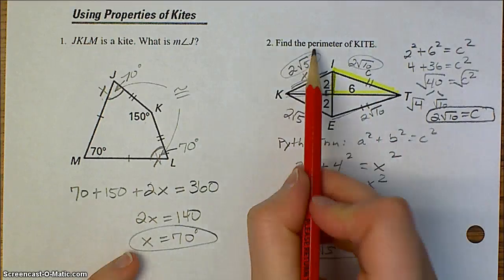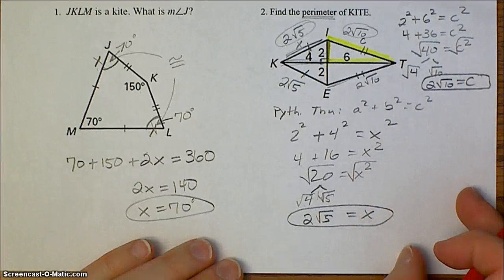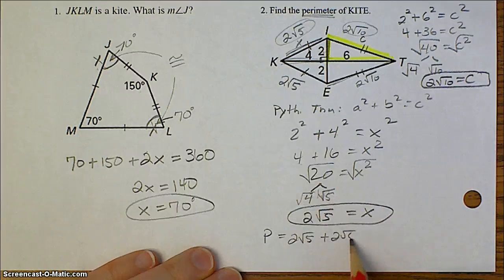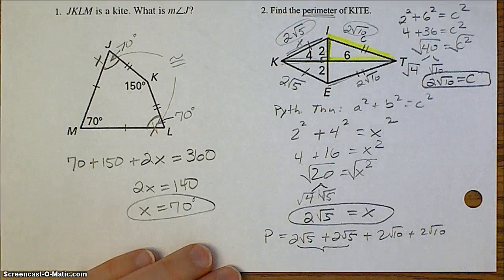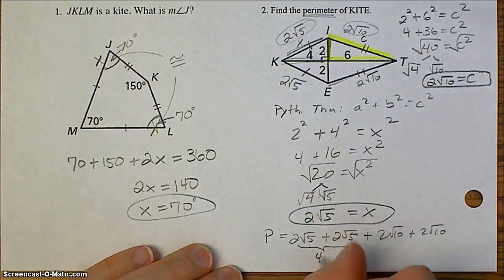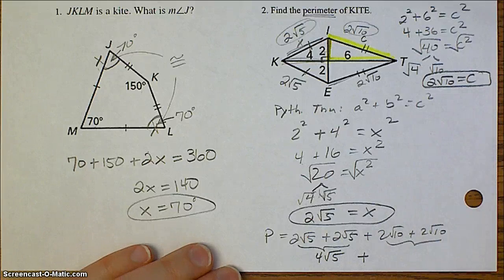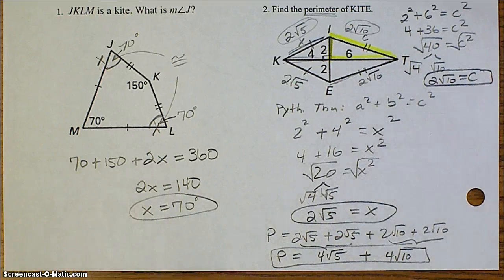Now the question says find the perimeter. And we know when you're finding perimeter, you just add up all 4 sides. So I have perimeter equals 2 root 5 plus 2 root 5 plus 2 root 10 and another 2 root 10. These can be combined together since they're both root 5. So we have 4 square root of 5, and then same thing with the square root of 10, 4 root 10. And that would be acceptable if you just leave your answer like that.